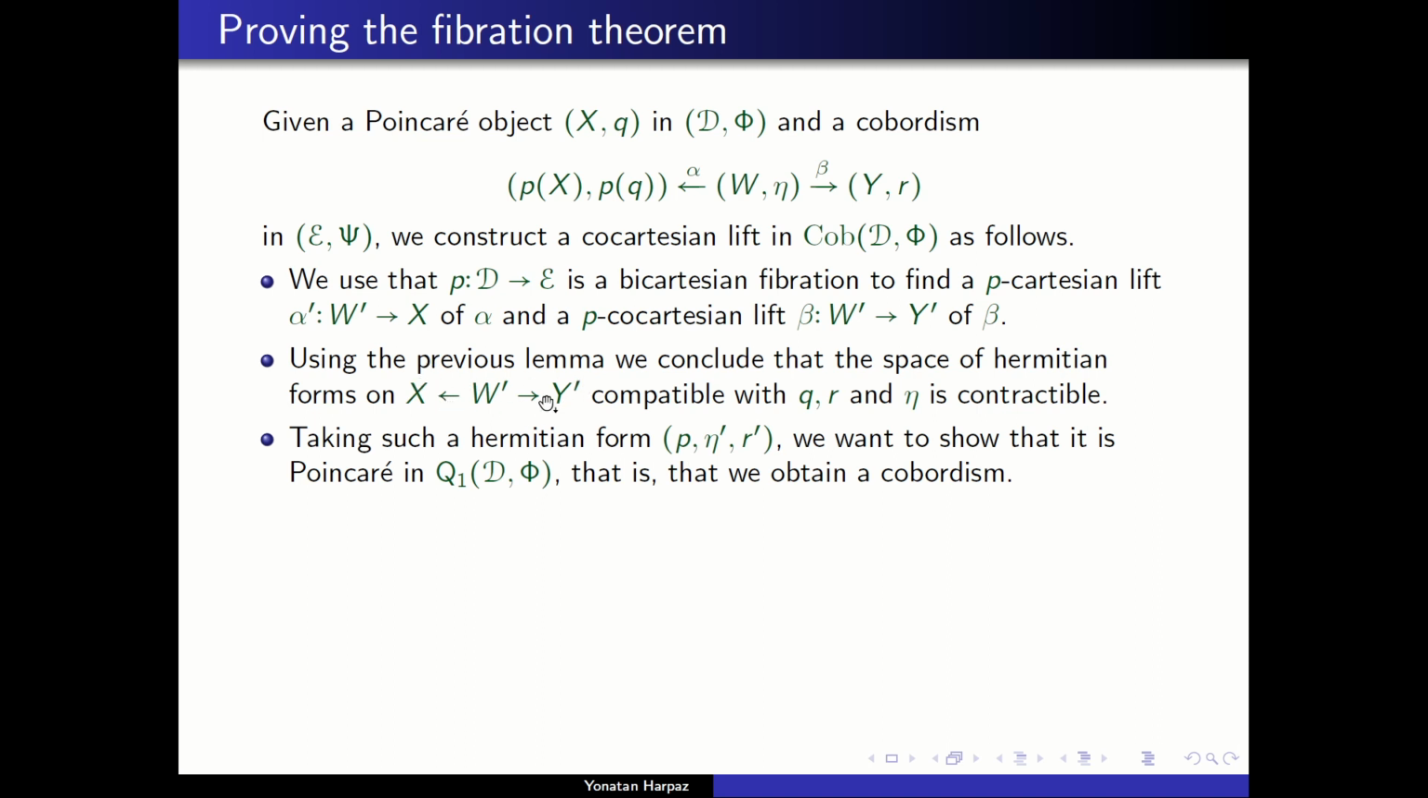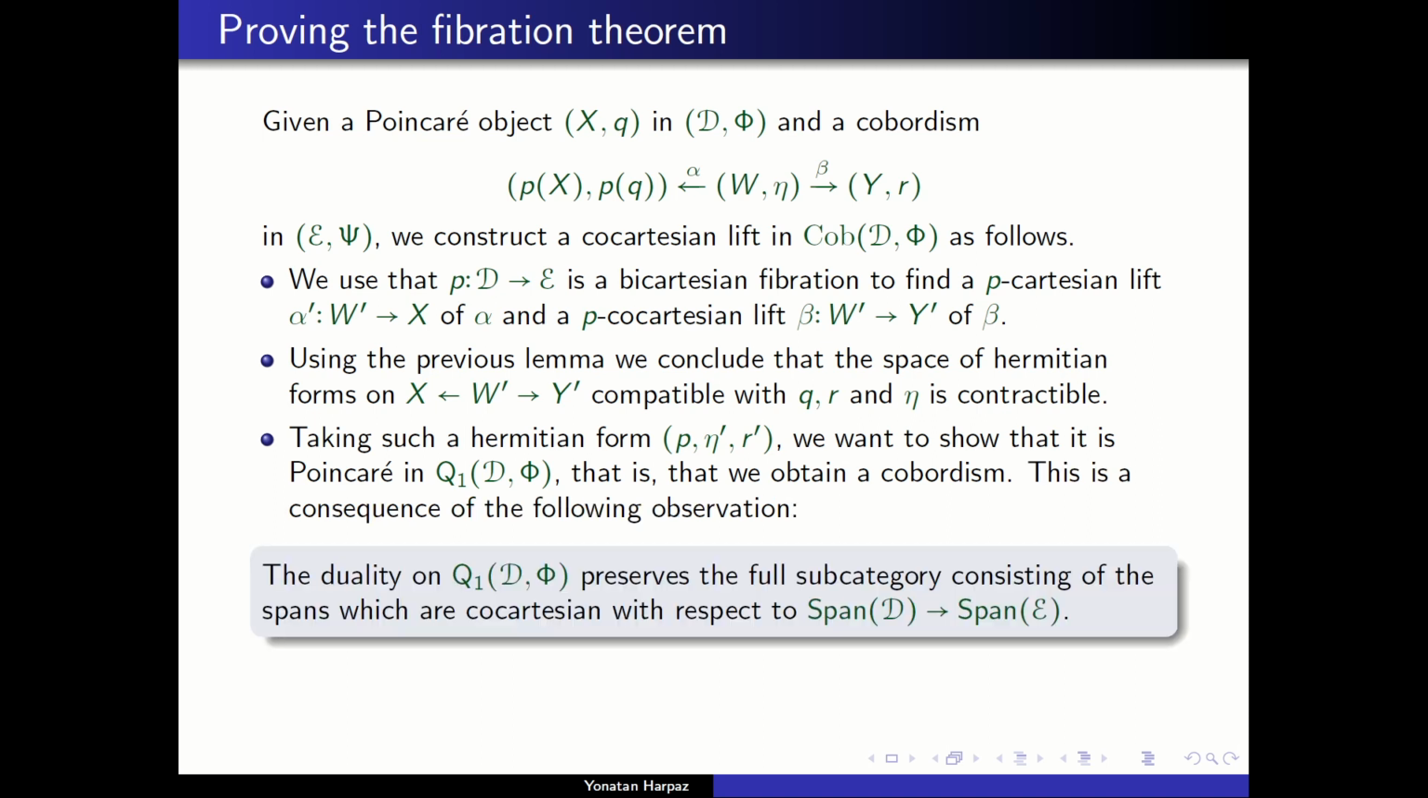We now want to prove that this Hermitian form that we chose, we didn't have a lot of choice, but we chose one, is Poincaré. And this follows from the following observation. One can prove that the duality on Q1 d φ preserves the full subcategory consisting of the spans which are co-Cartesian with respect to the induced functor on spans.